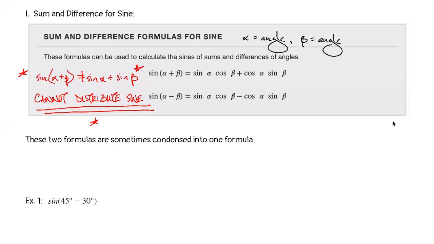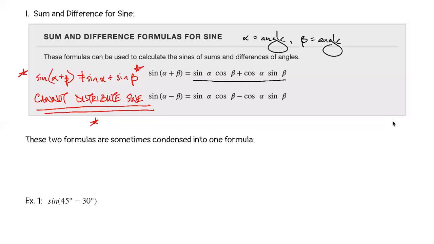Okay. If you see a sine of two angles out there, and you're looking to add two angles, instead what you need to do is plug it into this formula: sine alpha times cosine beta plus cosine alpha times sine beta. So that would be the sum formula for sine.